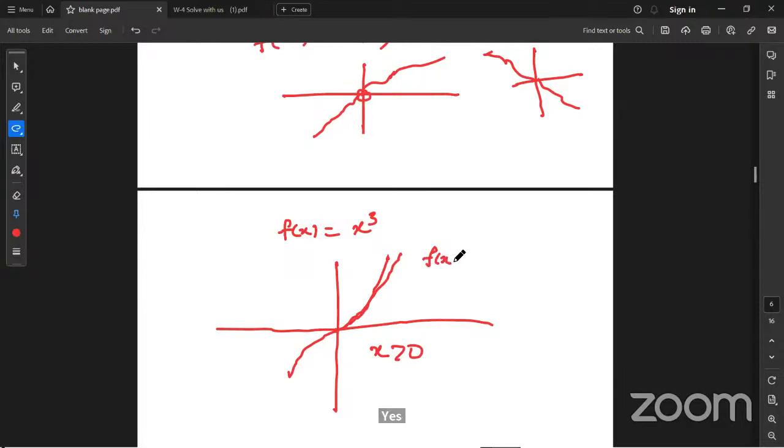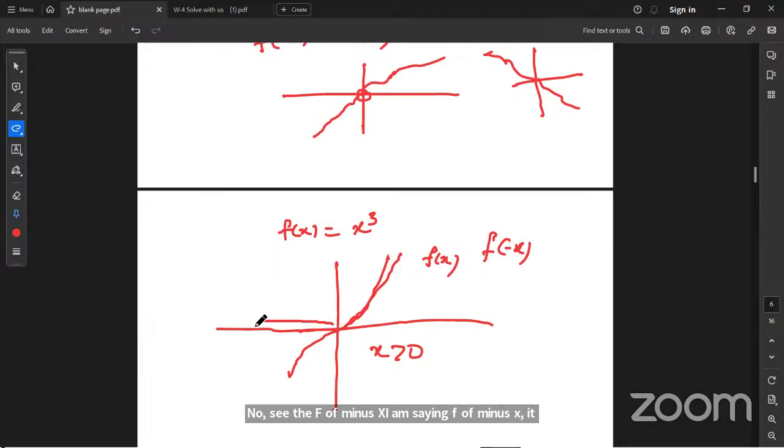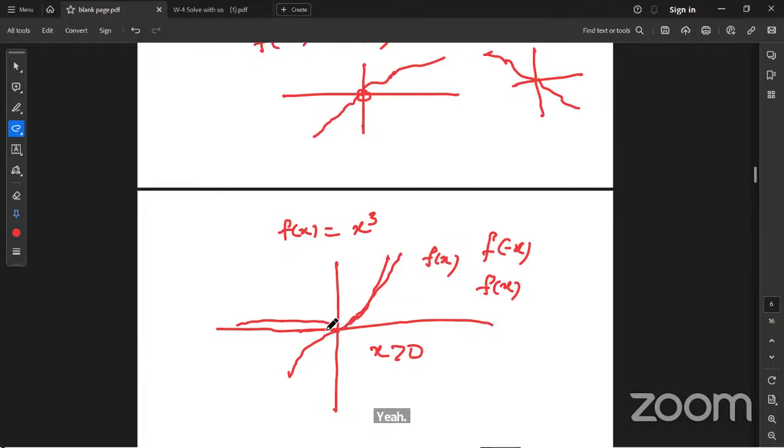Now see the f of minus x. I am saying f of minus x. It means this axis here. This side. If it will be fx exactly as fx, then it will look like this, right? But you have to take the minus part of this fx.